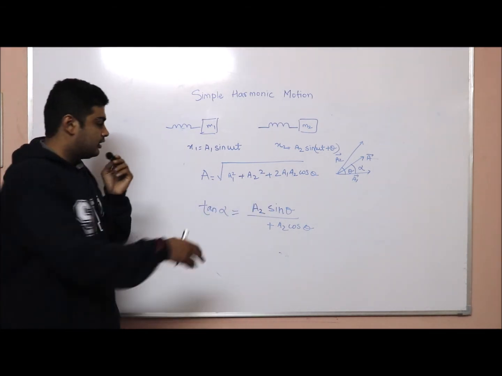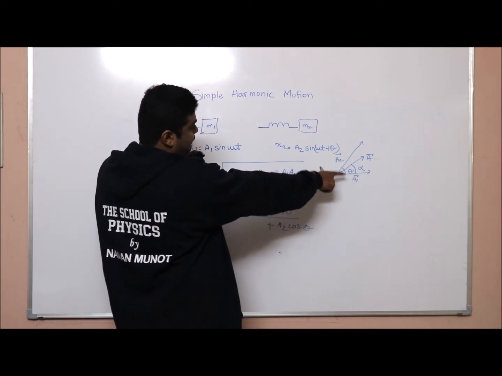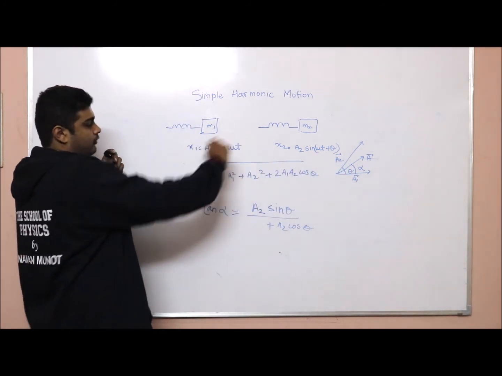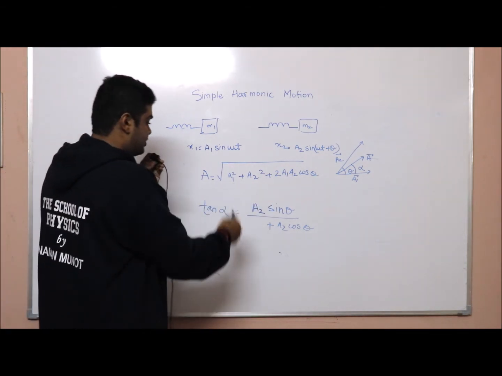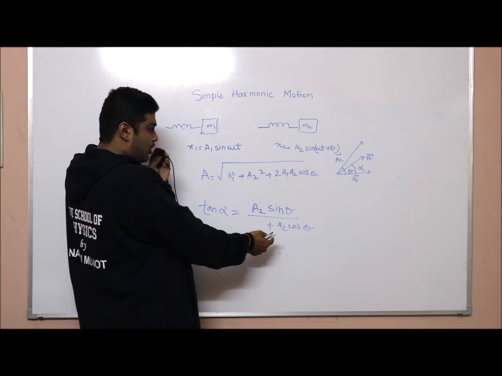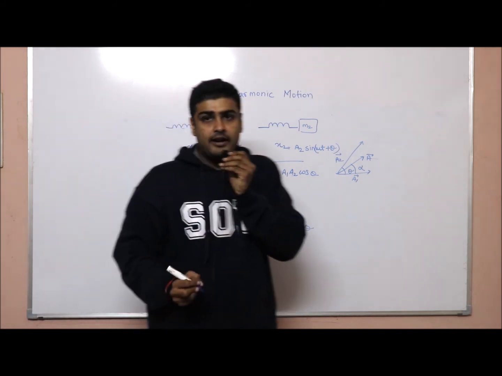Now this is the trick. When tan alpha is asked and it is from a1, we write a2 sin θ upon a2 cos θ in the numerator and denominator, and in the denominator we simply add a1.